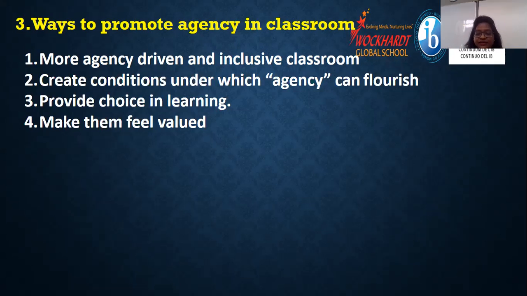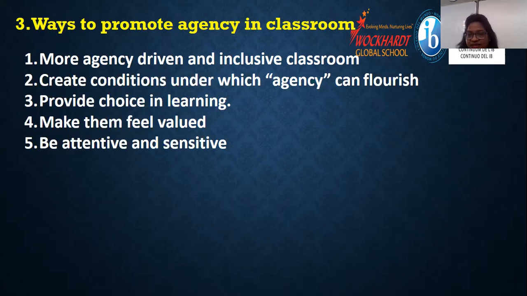So yes, talk to them, ask them if they have any problem, even if it is family or something. You can talk to them. It makes them feel valued, and when it makes them feel valued, that 50% becomes 100 at any time. So that is a success criteria for you for that day. Be attentive and sensitive towards students' needs.